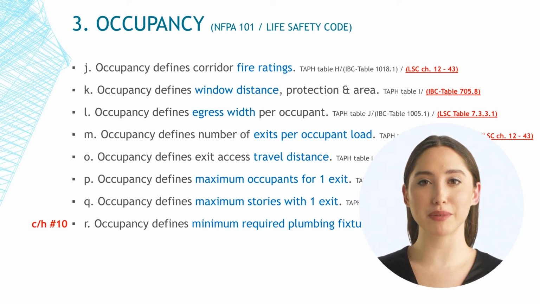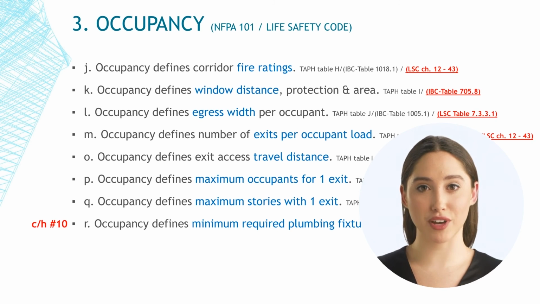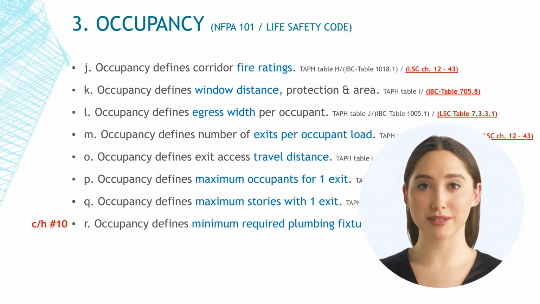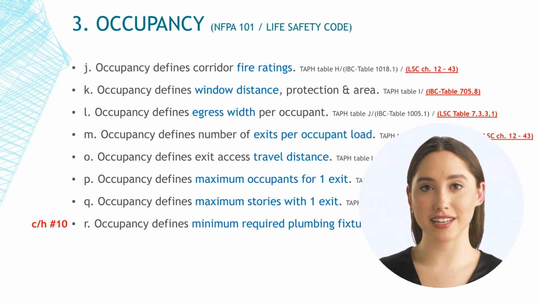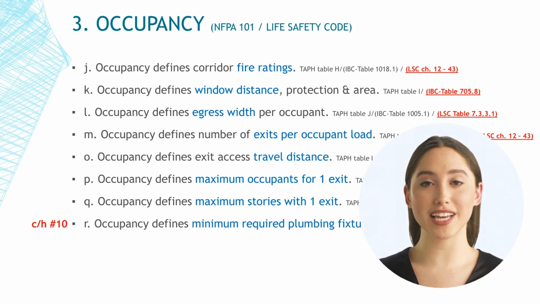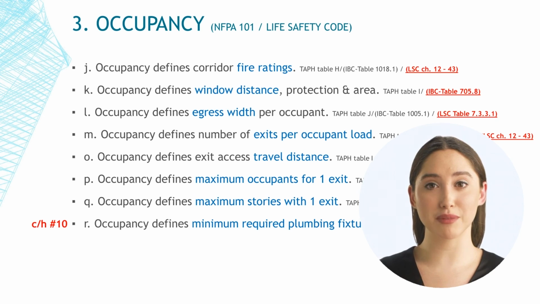L. Occupancy defines egress width per occupant. M. Occupancy defines number of exits per occupant load. O. Occupancy defines exit access travel distance. P. Occupancy defines maximum occupants for one exit. Q. Occupancy defines maximum stories with one exit. R. Occupancy defines minimum required plumbing fixtures.